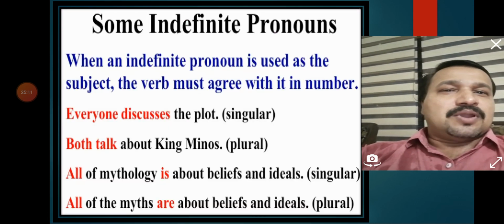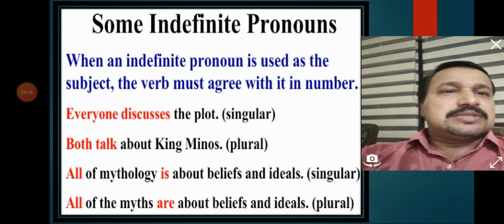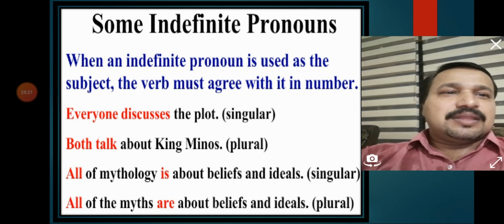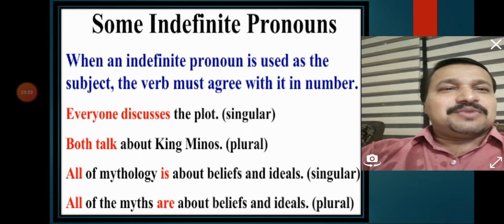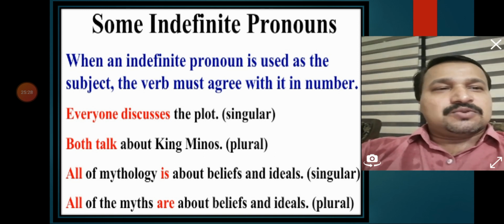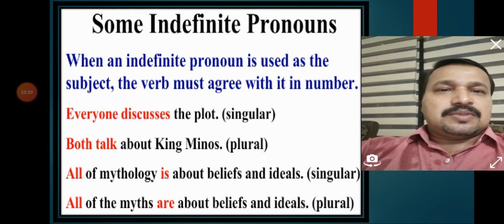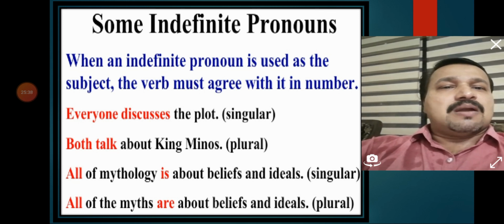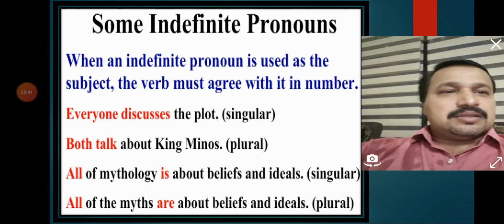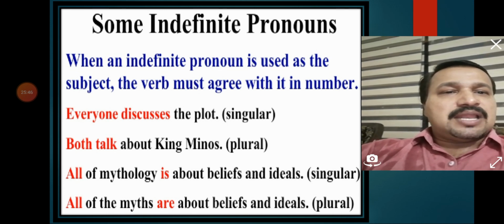Some indefinite pronouns: when an indefinite pronoun is used as the subject, the verb must agree with it in number. They are the most confusing part while we use pronouns. We will discuss further details, the correct use of pronouns. Everyone discusses the plot. There, everyone is used as singular. Both talk about King Minos. There are two persons. All of the mythology is about beliefs and ideals.